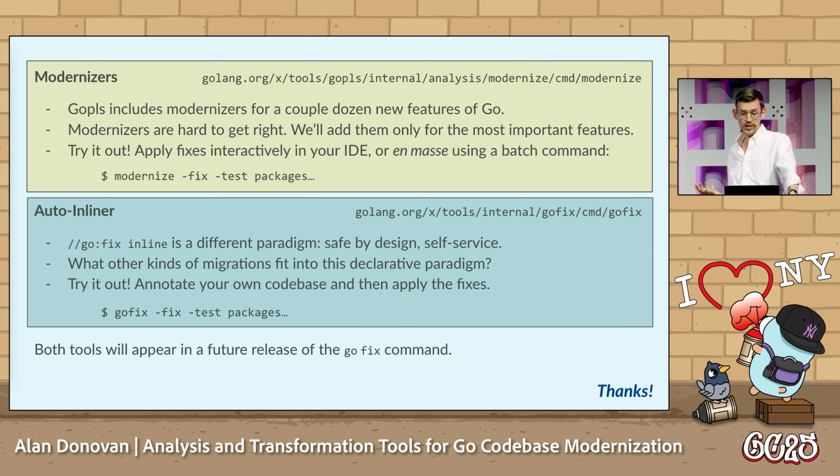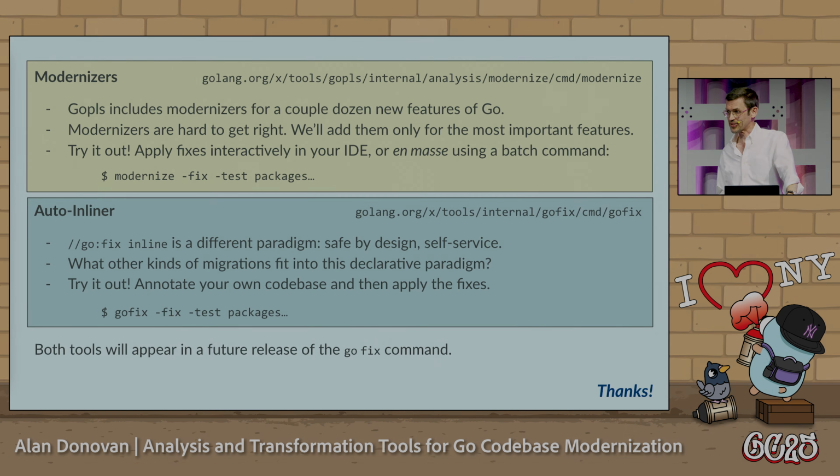So please do share any ideas that you have with us for other code transformations that could be expressed in this paradigm. Both tools are already released for interactive use in gopls. And the batch commands, modernize and gofix, that I've shown on this slide, they're both temporary internal packages. It's not very satisfactory. But in due course, we will move them to their proper home in the gofix command in either Go 1.26 or 1.27. But please try them out and let us know what you think.